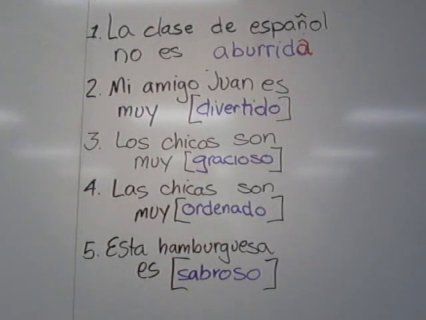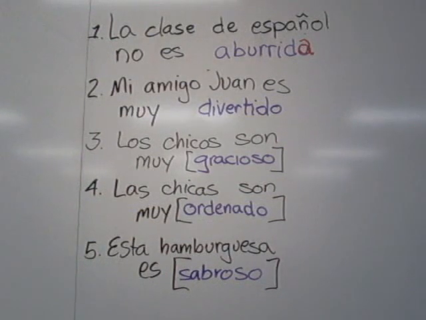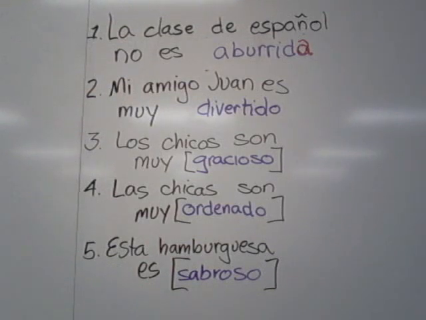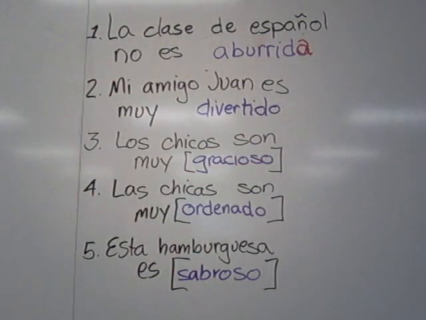Number 2. Mi amigo Juan es muy divertido. My friend John is very much fun. And you'll notice divertido, Juan is a boy, and so it stays in the masculine form. O is the ending for masculine. Divertido. Let's look at number 3.